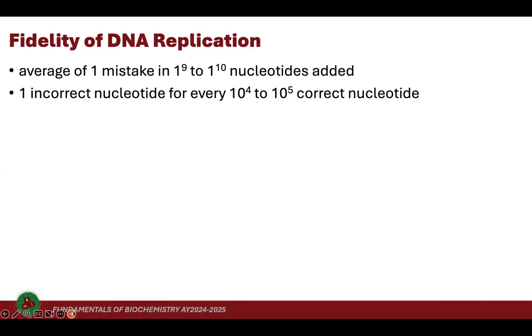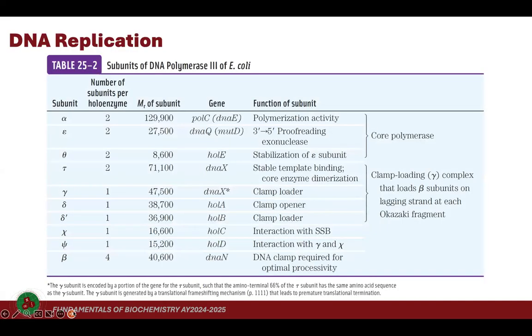Okay, so let's proceed. Okay, so I mentioned that DNA polymerase 3 is the main polymerase for replication. The rest of your polymerases are for proofreading.